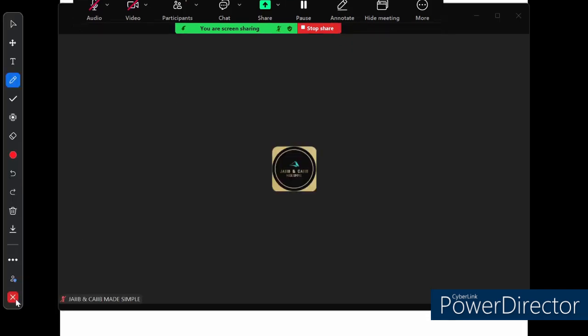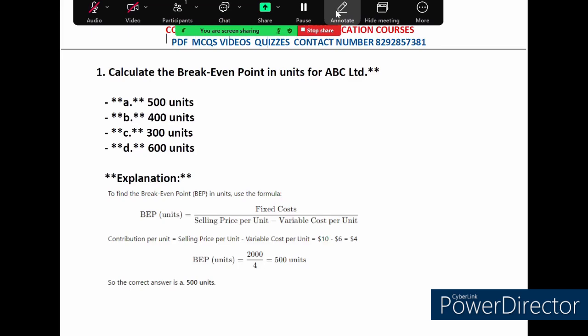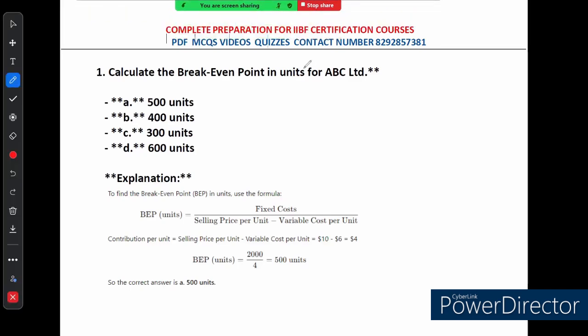And what is the break-even point? You know what this break-even point is? So what does break-even point mean? How many units does ABC Limited need to sell to break even?